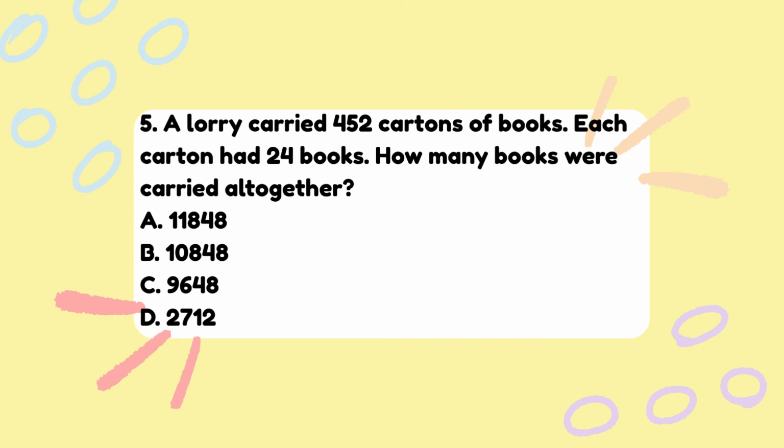5. A lorry carried 452 cartons of books. Each carton had 24 books. How many books were carried altogether? A. 11,848. B. 10,848. C. 9,648. D. 2,712.